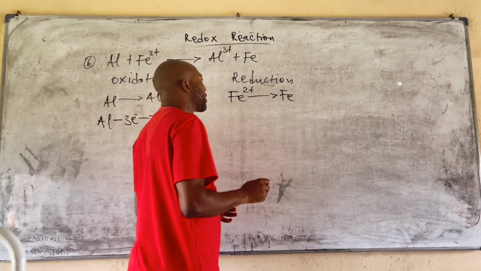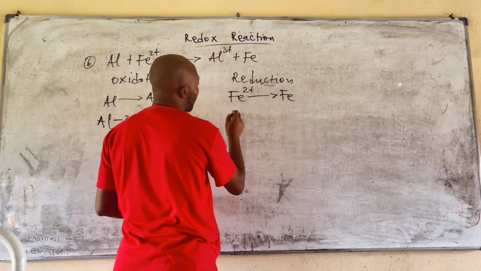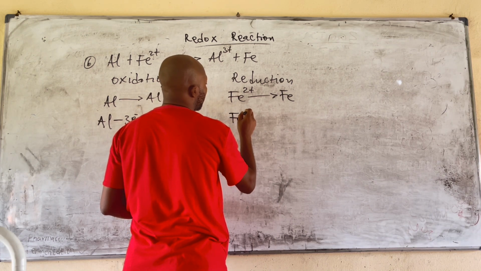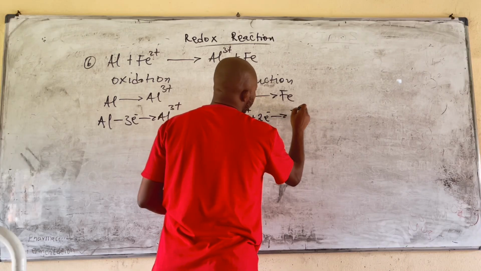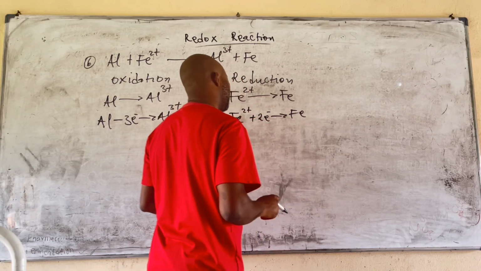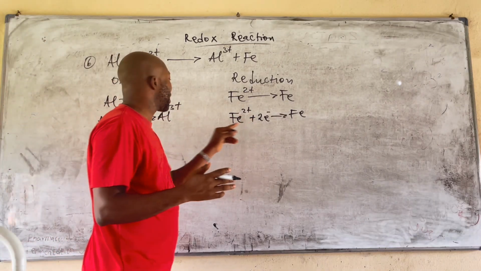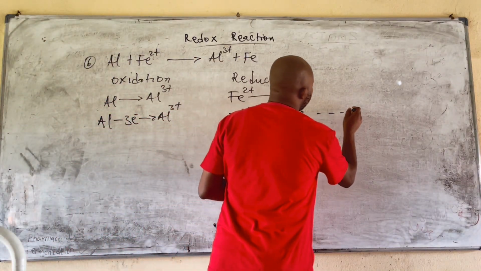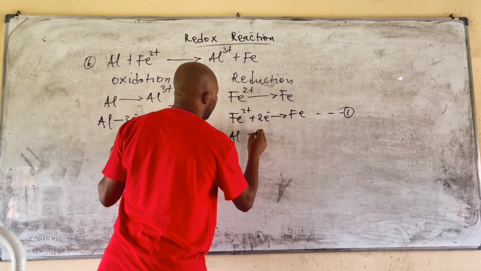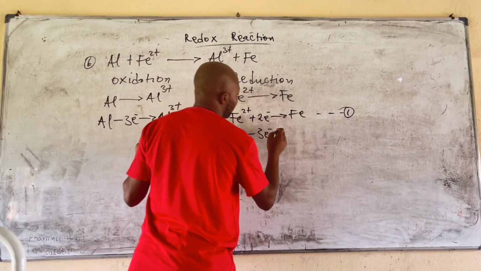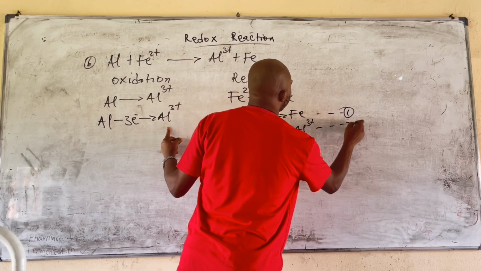Reduction is the gain of electron. How many? 2, from 2 to 0, or 0 to 2. So I have iron 2 plus gain 2 electron to give me iron. So by that, I know that the charges are not the same. This is 2 and this is 3. I have to balance. So this is equation 1. I'll bring this one here. Aluminum, 3 electron, aluminum 3 plus. This is equation 2.